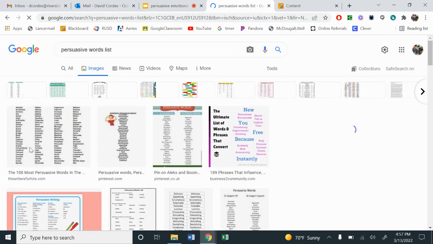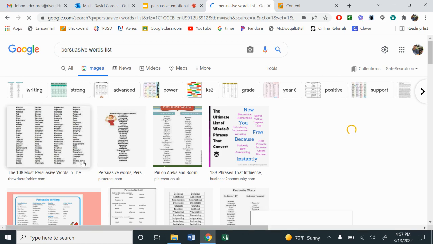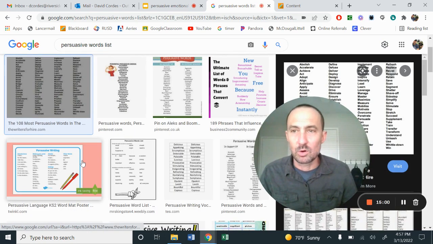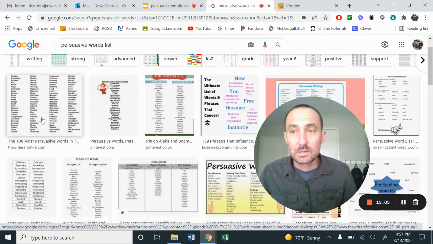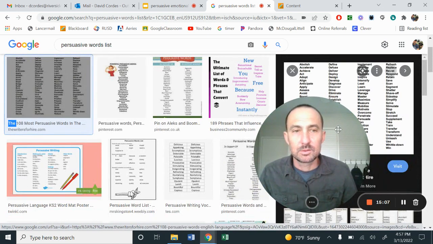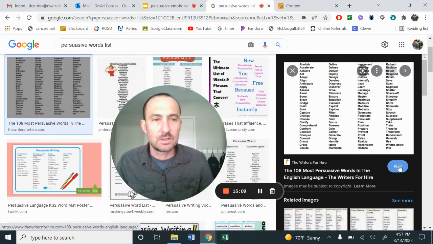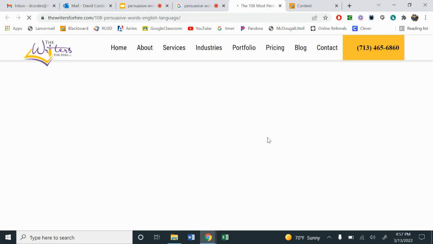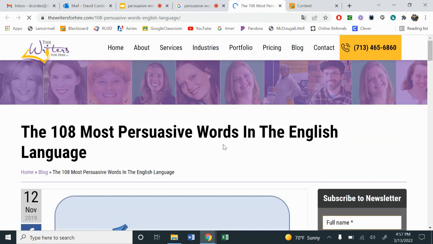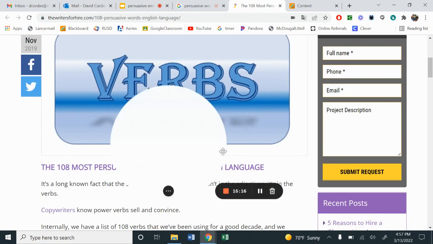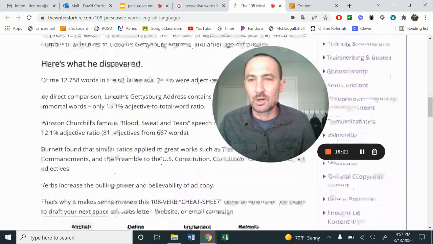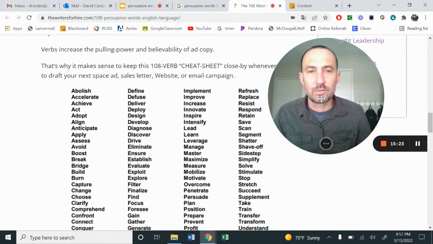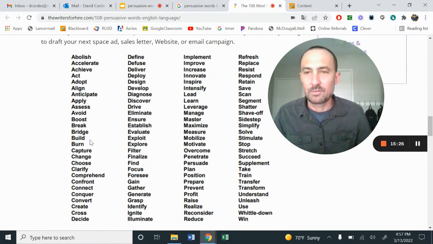Let me click on this image right here. 108. Look at that. 108 most persuasive words. Let's see if I can make this bigger. Oh, it's on this side now. Let's visit this website. If some of your websites are blocked for whatever reason, just let me know, and we can figure that out. So here's the persuasive word list, verbs. Okay, so if I come down over here, I'm able to see a bunch of different words that they have put together.